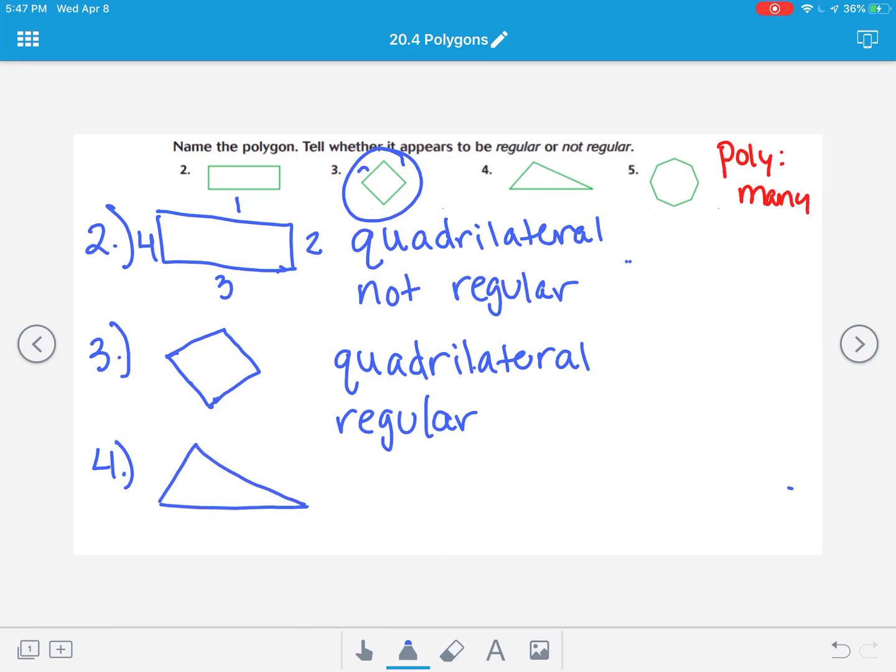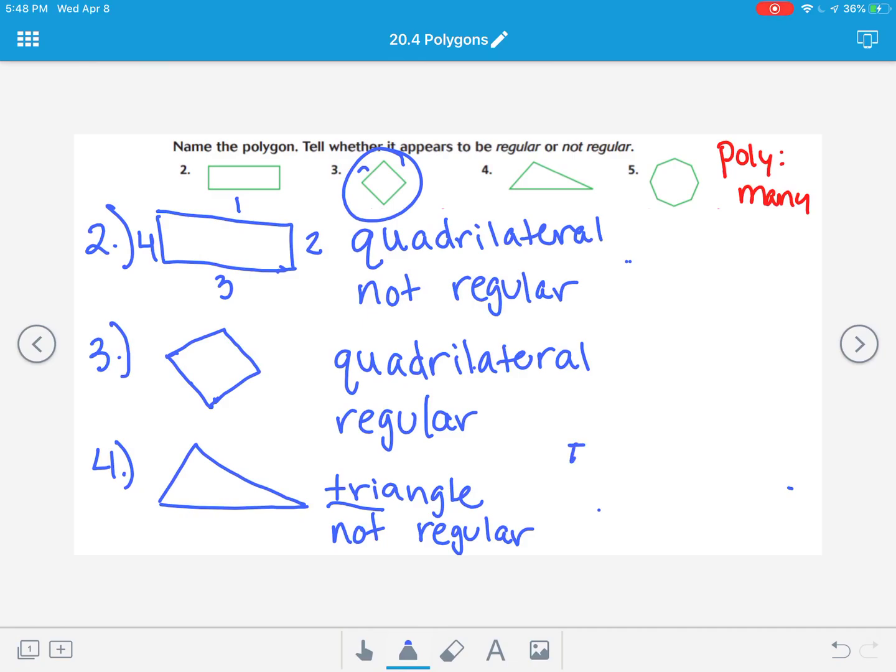Let's name it. So it is a triangle, and there's a specific name for this kind of triangle. We'll get into that in later chapters. Tri means 3. We're naming this by the number of sides because it's a polygon. So this is a triangle. It has 3 sides, 3 angles. Is it regular or not regular? Well, look at the sides. Are all the sides the same length? No, they are not. So this is not regular. That means that inner angles are going to be not the same either.